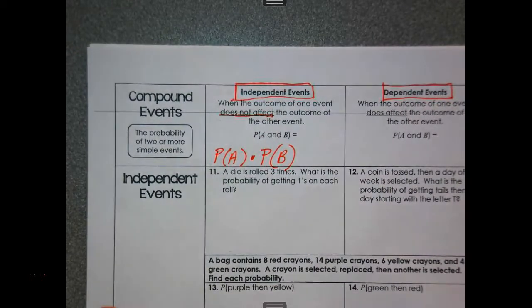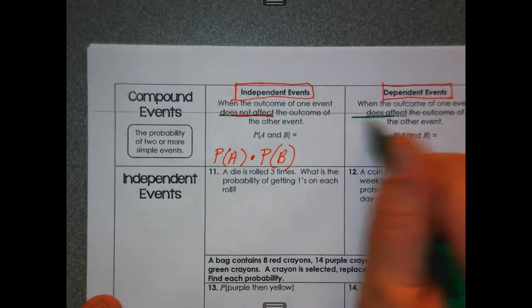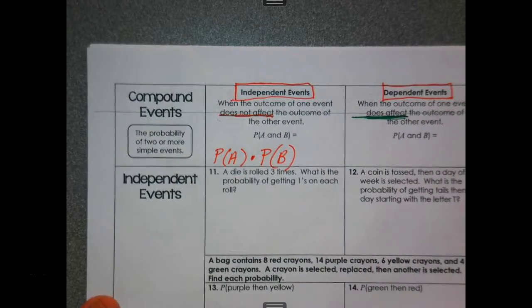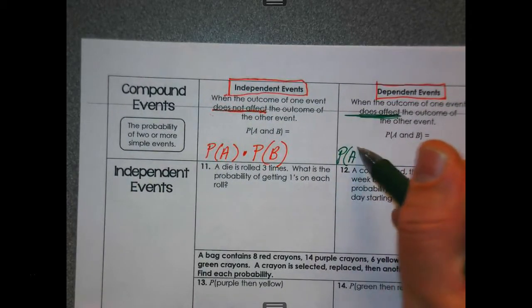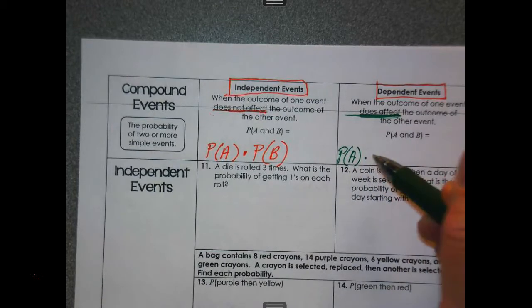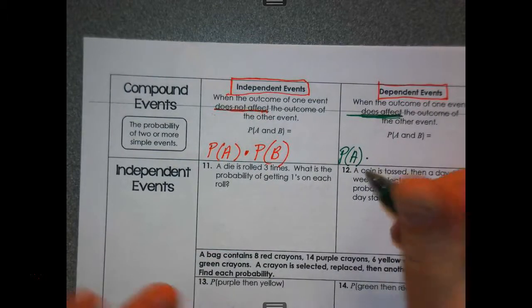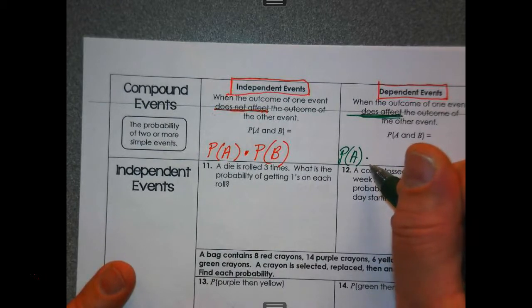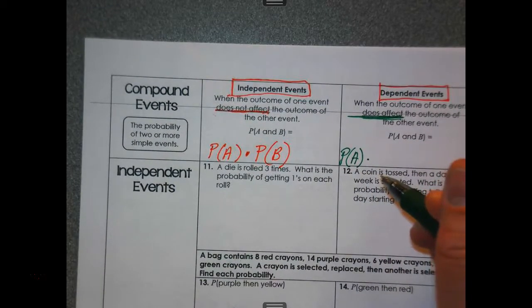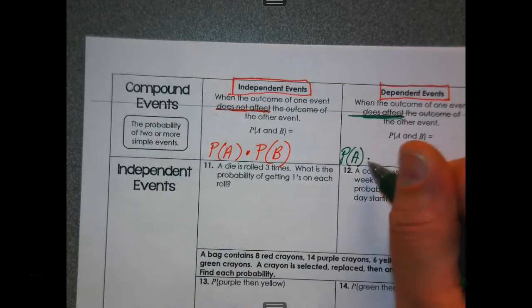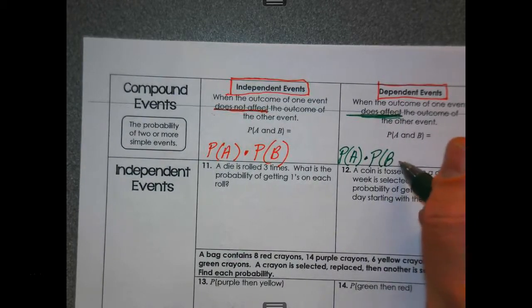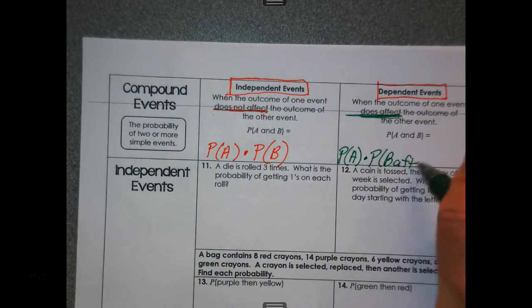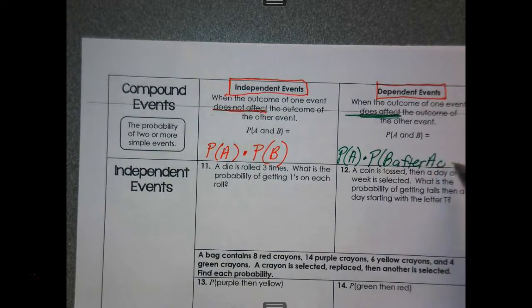Okay, the not affect. Dependent does affect, when the outcome of one event does affect the outcome of the other. We're going to use the probability of A times, how do I want to write this? Times the probability of B after A occurs. There we go. That'll work.